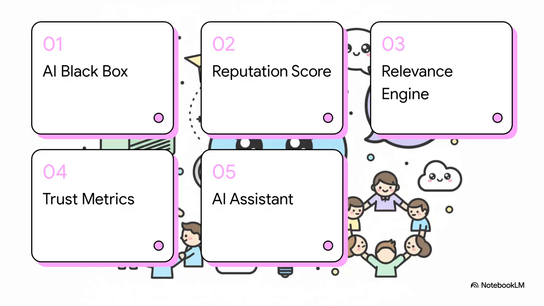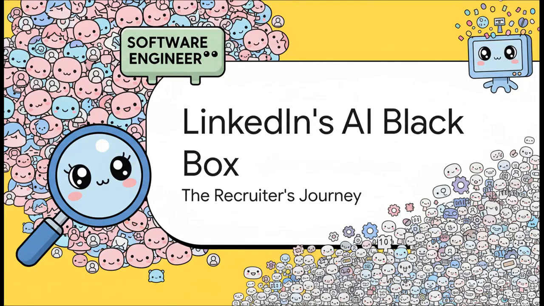So here's how we're going to break it down. We're going to follow what I'm calling the recruiter's journey. We'll start by looking inside the AI black box. Then we'll see how candidates get ranked with something called a reputation score, how the system finds similar people with its relevance engine, how trust metrics come into play, and finally, how it all comes together to create an AI assistant.